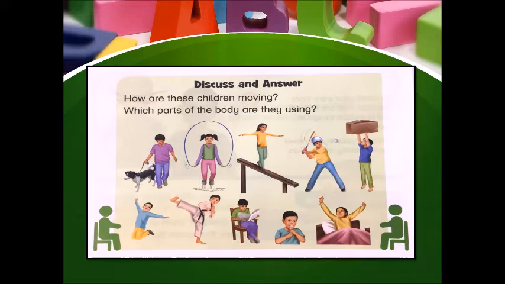In the first picture, there is a boy walking with a dog. Which part of the body is he using? Yes, he is using his legs. We are able to move freely because our legs bend at the knees and at the ankles.